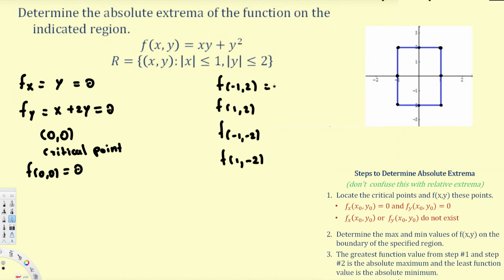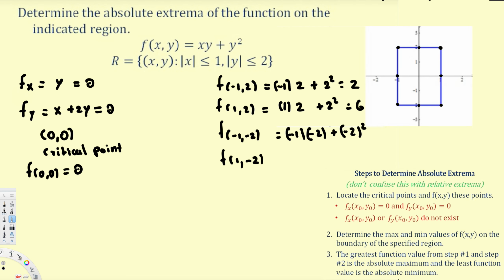Now we are going to plug these values in this equation to find our function values. Here we know that x is -1, so -1 times 2 plus 2 squared, and if you calculate this, 4 minus 2 gives us 2. For this one x is equal to 1, y is equal to 2, and here we have 2 squared, 4 plus 2, that's going to give us 6. And here we have -1 times -2 plus -2 squared, that's going to give us +2, and +4 here, that's going to give us 6 again.